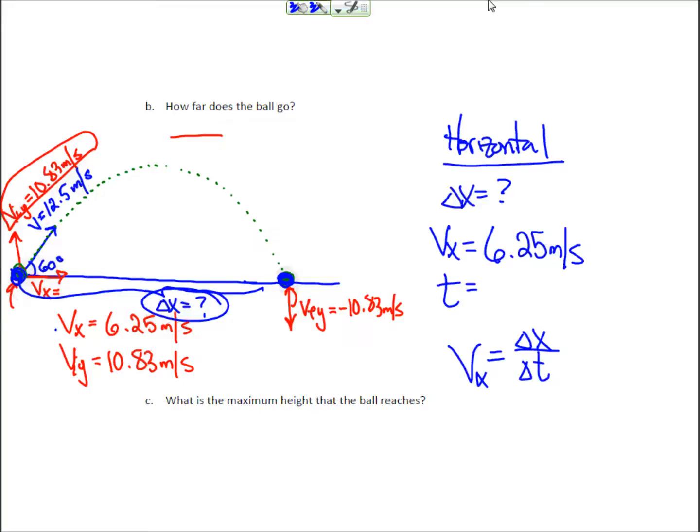So how do I know this time? Well, I just calculated it. That was the hang time. It takes 2.21 seconds to get from my starting point where it's kicked to the ending point where it hits the ground again. So I can substitute these values into my equation. I'm always using the same equation for the horizontal direction. My velocity is 6.25 meters per second, my displacement is what I'm looking for, and my time is 2.21 seconds.